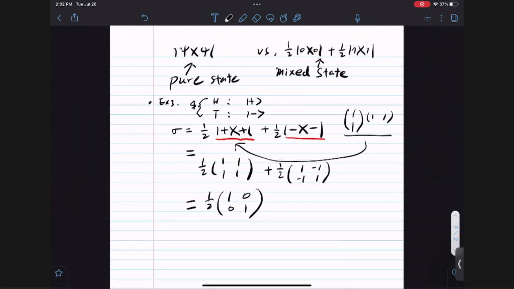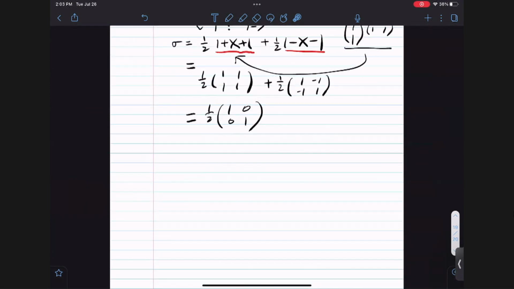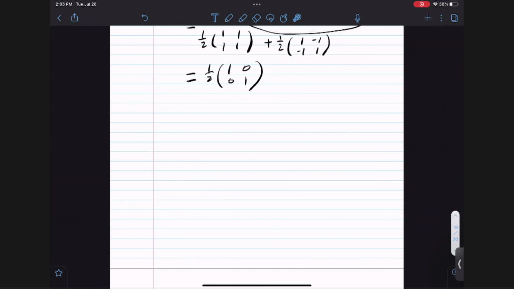So did you notice something? This is the same as this one. Right? Flip a coin, and according to the outcome, you prepare either ket 0 or ket 1. That's one case. The other one, you prepare ket plus or ket minus. They give you the same density matrix. And in fact, that means these two systems are identical. So the density matrix is the full description of your system. You can have different ensembles that give you the same density matrix. That's totally OK.